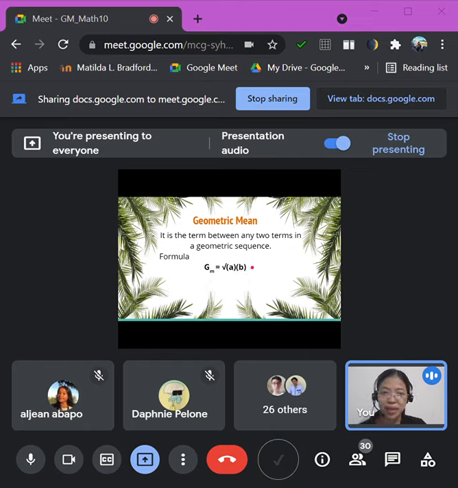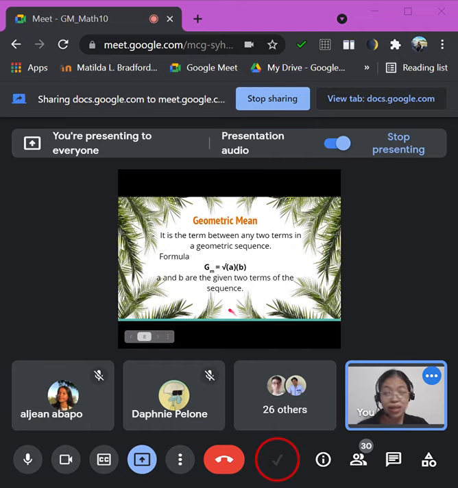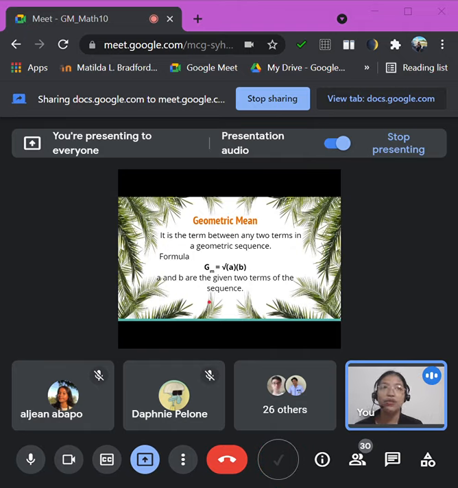Okay, so unsa maning A times B, teacher? So A and B are the given two terms of the sequence. So gihatag ni siya daan in order for you to look for its geometric mean. Okay, or kwaon na to yahang average.